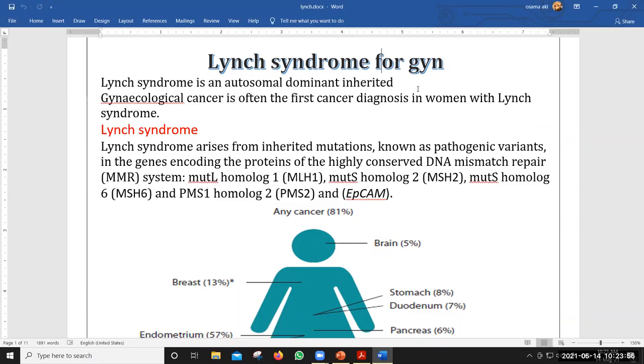So if a person has a problem in this mismatch repair, there will be liability for multiple tumors, can be even all over the body. When this happens in BRCA1, BRCA2, there is a tendency to have breast cancer and ovarian cancer. But here in Lynch syndrome, it includes multiple problems inside this syndrome.